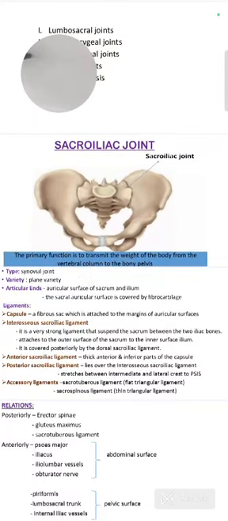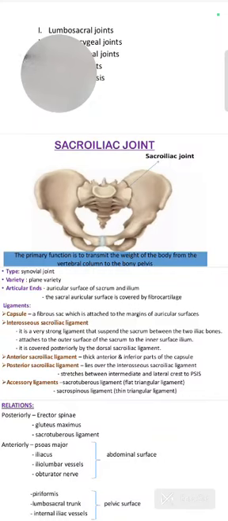Sacroiliac joints. First, the main function of the sacroiliac joint is to transmit the whole body weight from the vertebral column to the bony pelvis. The type of joint is a synovial joint, and the variety is plane variety. The articular ends are the auricular surfaces of the sacrum and ilium, and the auricular surfaces are covered by fibrocartilage.